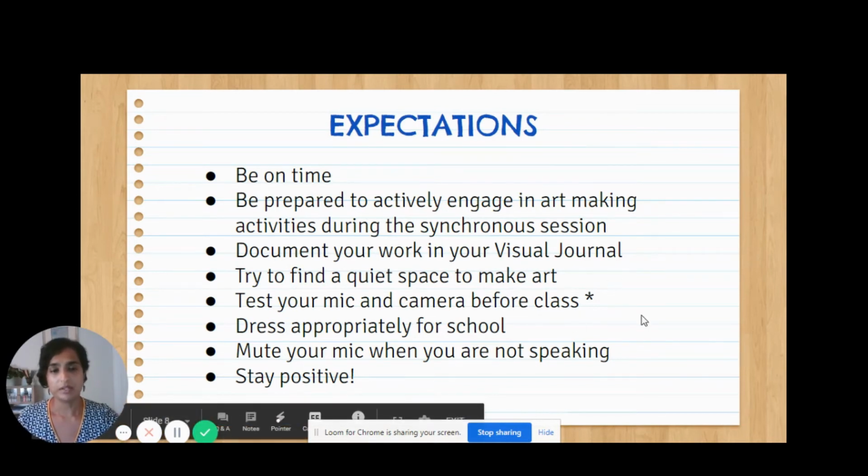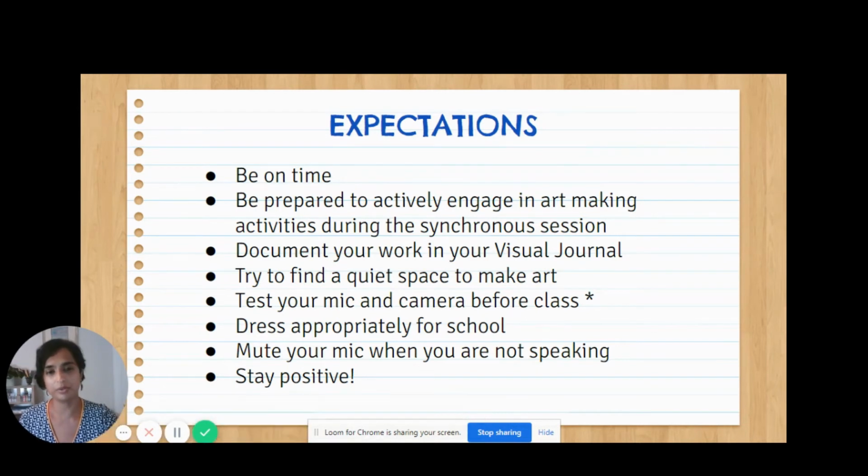They'll be documenting all of their work in their visual journal, and we will be giving them instructions on how to do that. We expect students, again, like I said before, to have a quiet place to make art. During class, I'll be talking about different solutions for that. Not that space is an issue, and many times, even for me, I have had to really problem solve and come up with a little studio space in my home, and I'll be sharing how I did that.